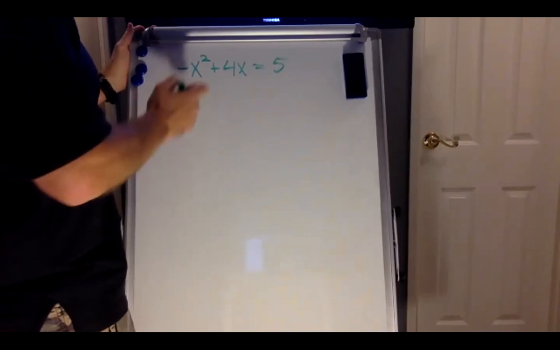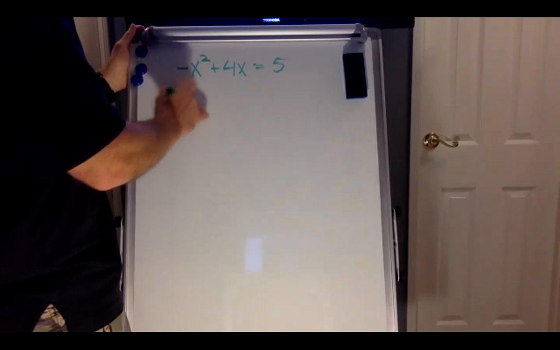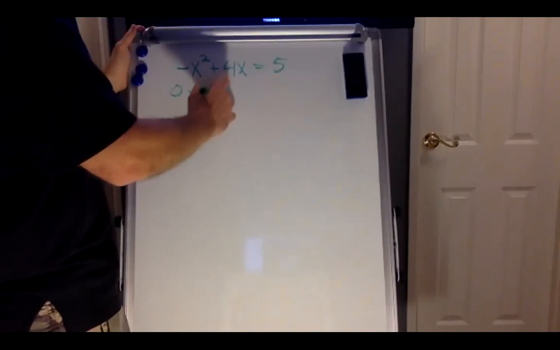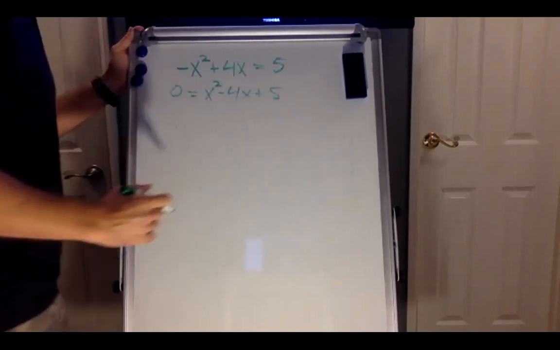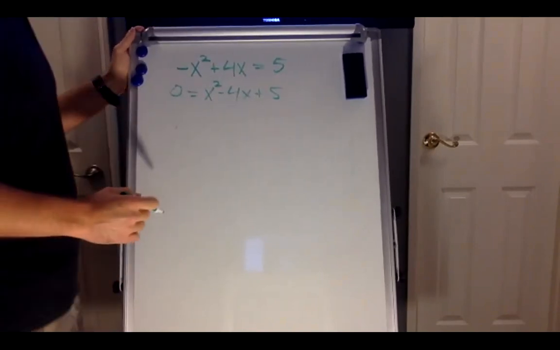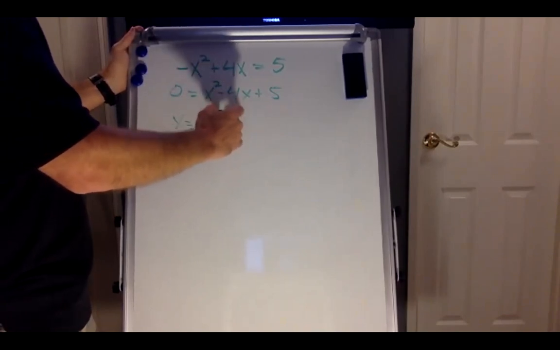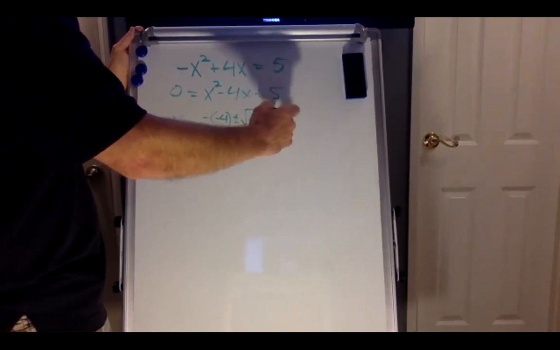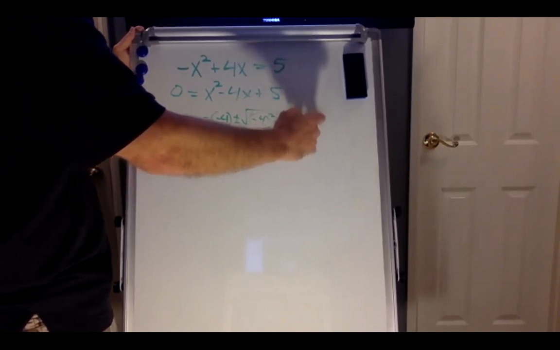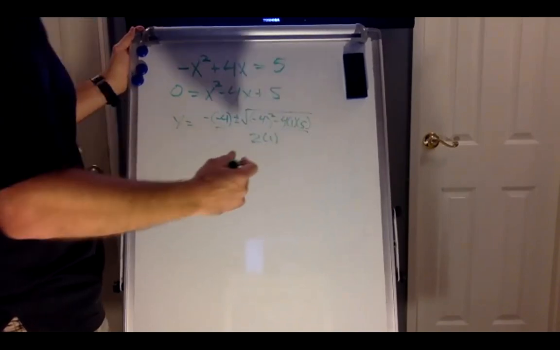Friday. I don't like these negative x squareds. Nothing personal. I'm going to move everything to the other side. Positive x squared minus 4x plus 5. Okay. And then x is equal to negative of negative 4 plus or minus the square root of negative 4 squared minus 4 times 1 times 5, over 2 times 1.